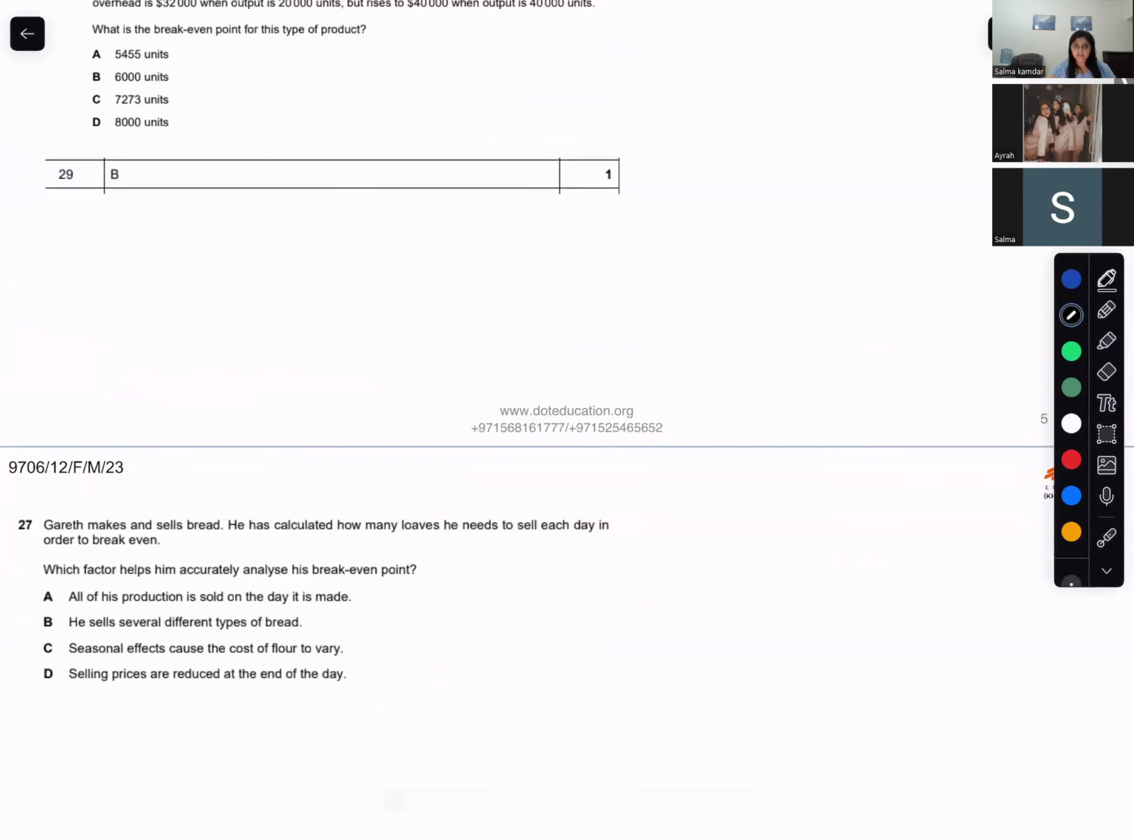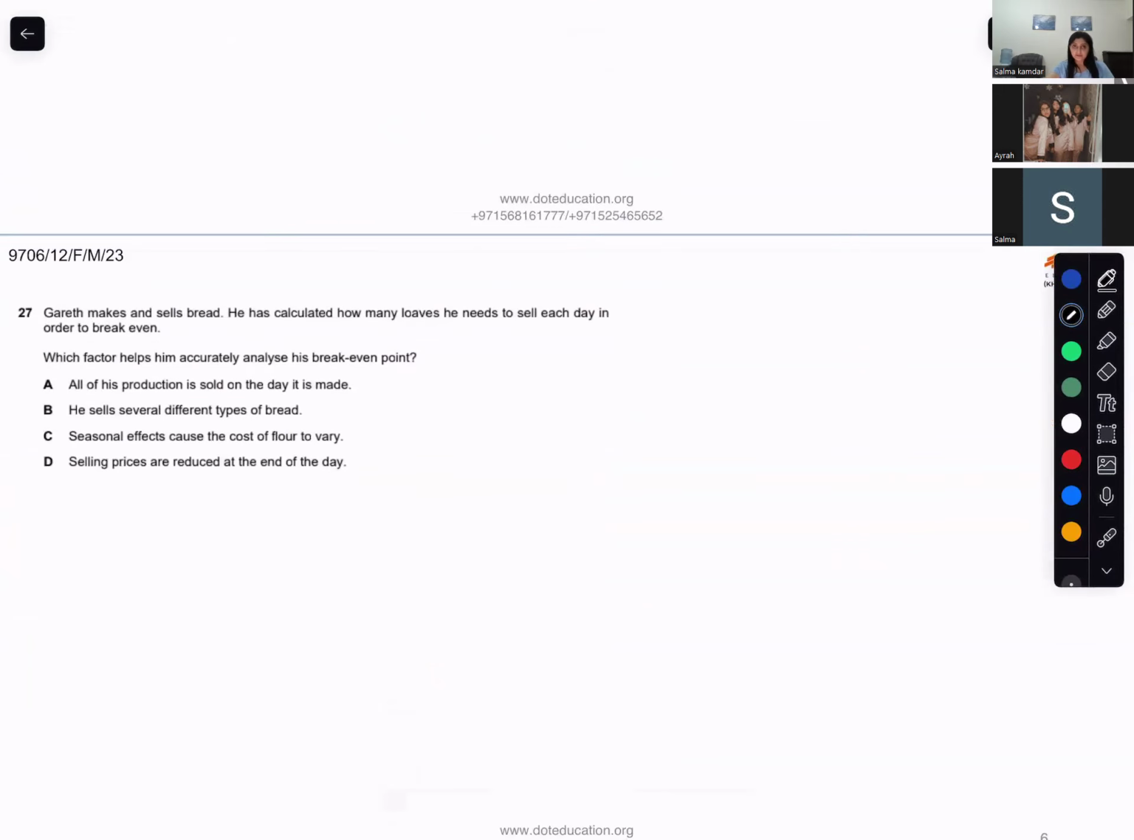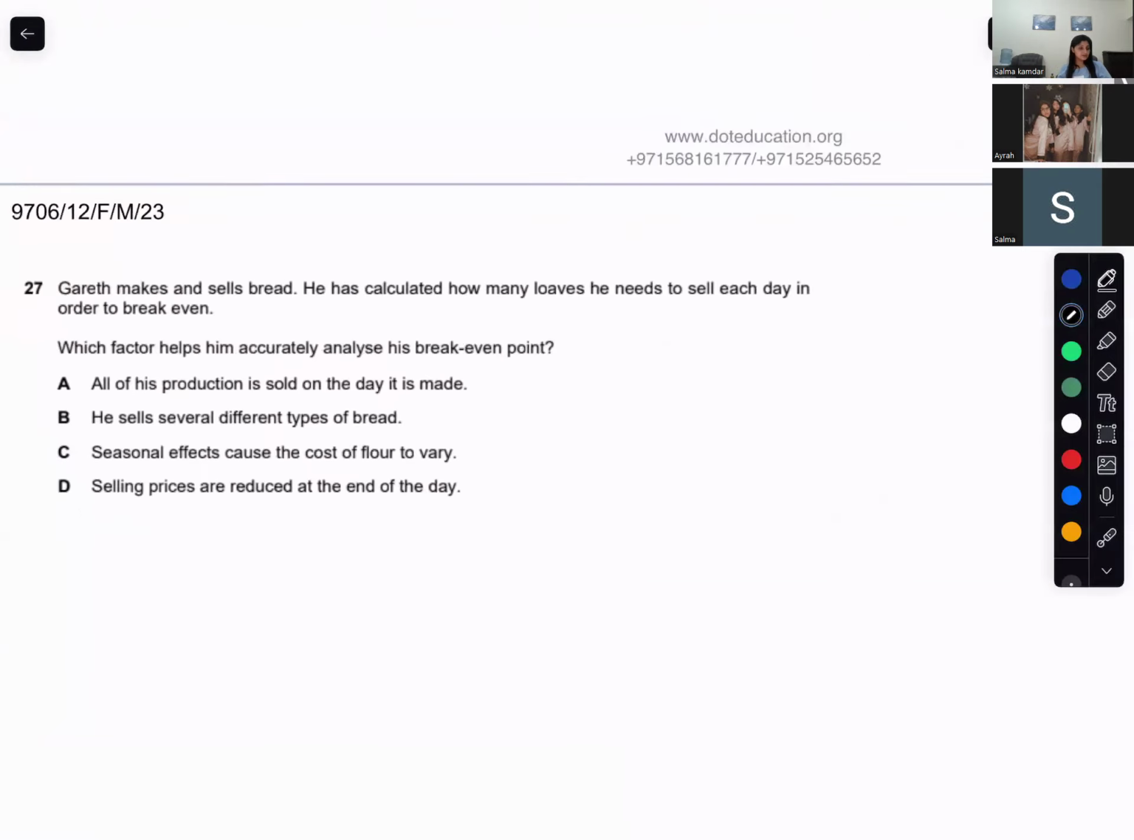These are the latest paper questions related to break-even point. Read the question. Garrett makes and sells bread. He has calculated how many loaves he needs to sell each day in order to break even. Which factor helps him accurately analyze his break even point? What does he want to find? How many loaves he needs to sell each day in order to break even?